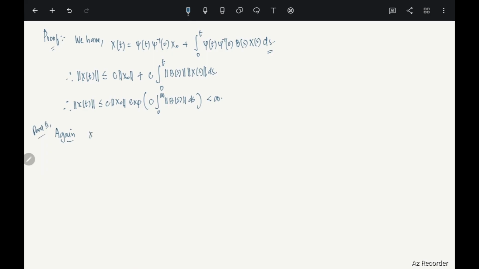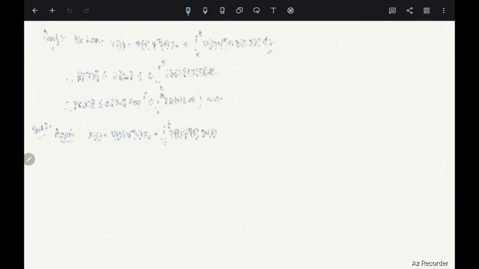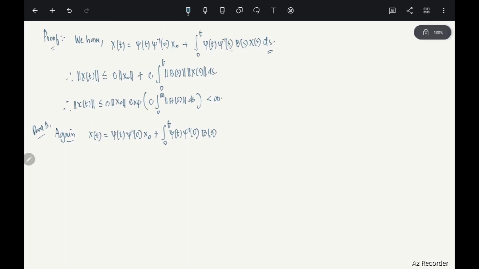Again, x of t is phi of t, phi inverse of 0, x0 plus the integral from 0 to t of phi of t, phi inverse of s, b of s. I'm making some mistake somewhere. One second. Yeah, this is phi inverse of s, I should not write phi inverse of 0. I'm sorry about it. But anyways, it does not change anything, the formula is correct. Here it is phi inverse of 0, here it is phi inverse of s, b of s, ds. Clear? Now this is fine.